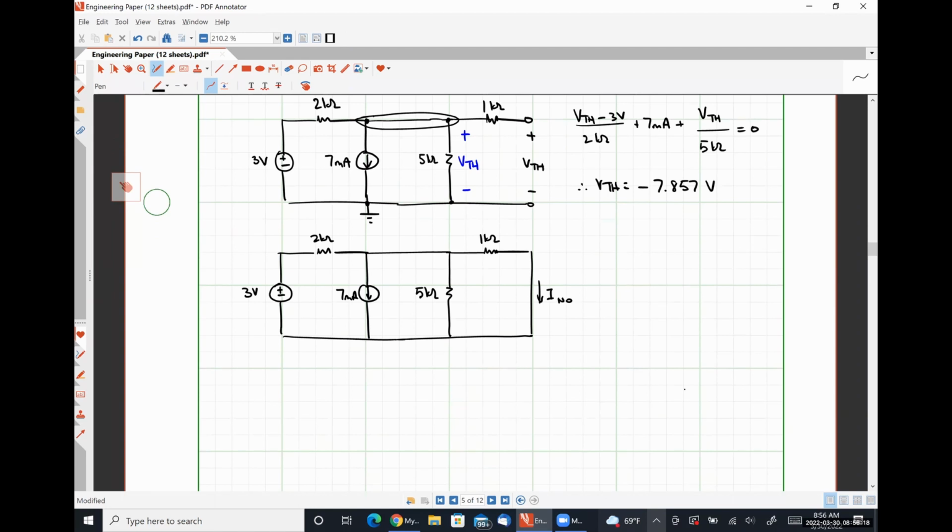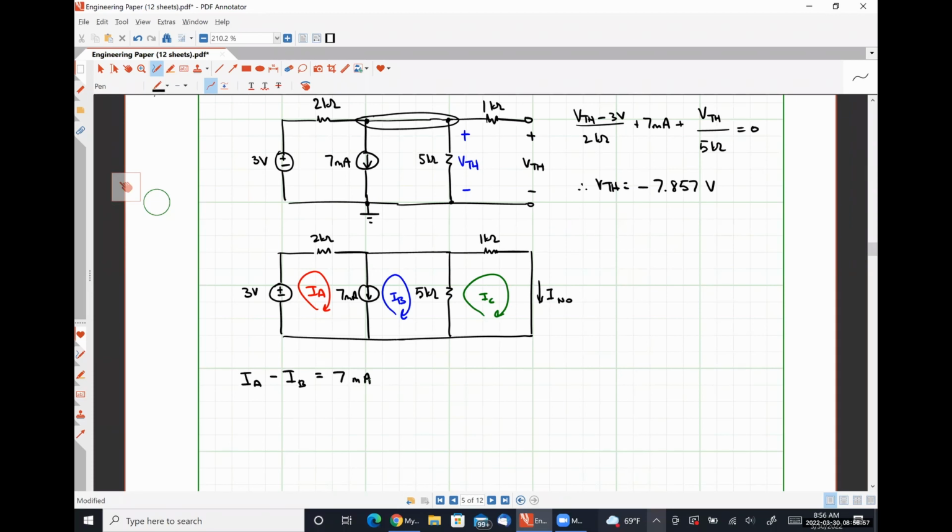So let's identify our meshes. IA, IB, and IC. We do have a current source, so we have to write a current source relationship. What's that going to be? IA minus IB is equal to 7 milliamps.